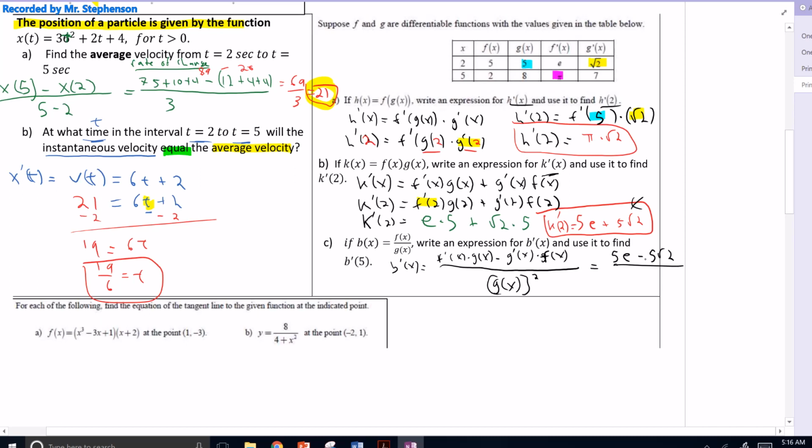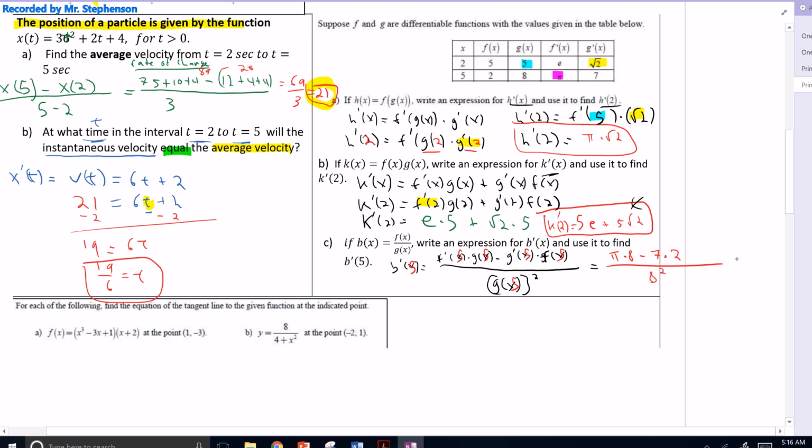So I can just write it like that. And then over g, oh shoot, but we're doing it at 5. I'm sorry, okay. Getting ahead of myself here. We have to plug in 5, not 2. So we're plugging in 5 everywhere. So f prime of 5 is pi, g of 5 is 8, minus g prime of 5 is 7, times f of 5 is 2, all over g of 5 squared, which is 8 squared.